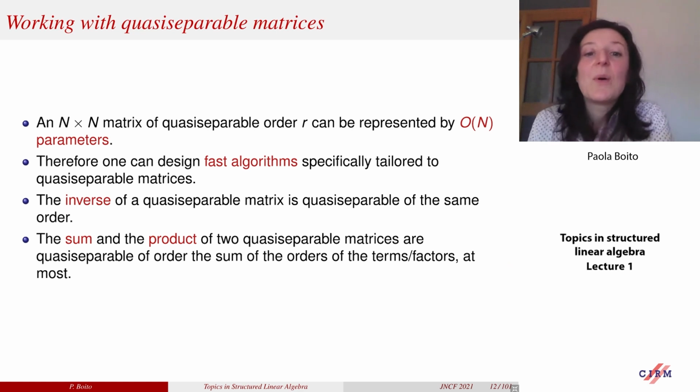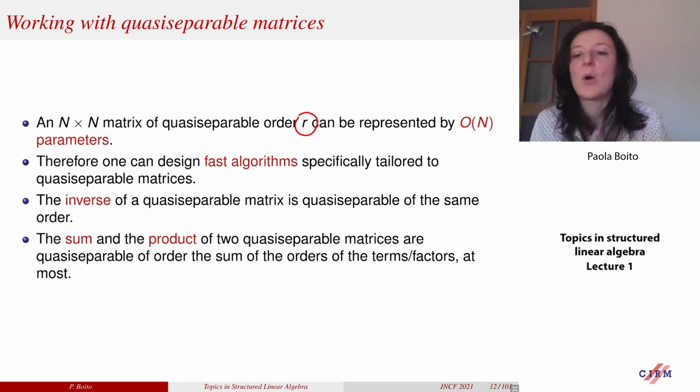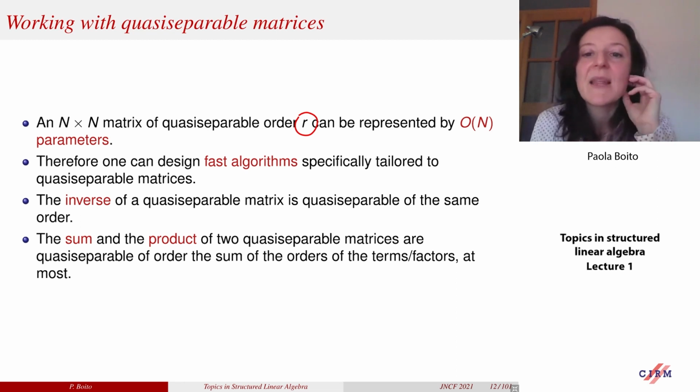So how do we work with quasi-separable matrices? The point is that an n times n matrix of quasi-separable order R can be represented by O of n parameters, a linear number of parameters. The dependence on the quasi-separable order in our examples will be quadratic, so O of R squared n parameters. And for this reason, one is able, hopefully, to design fast algorithms that are specifically tailored to quasi-separable matrices. Because you no longer have to deal with n squared entries, you can work directly on these O of n parameters.